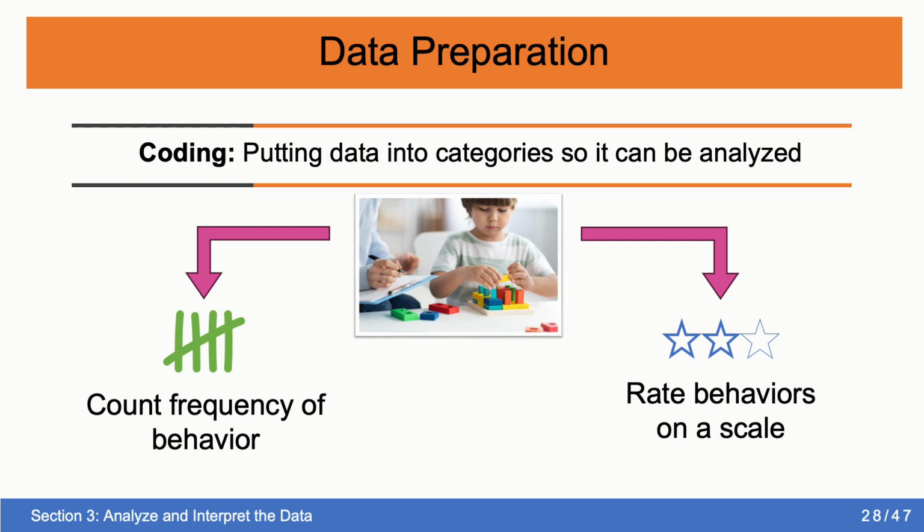Researchers will create manuals with very specific rules about how to count or rate behaviors. By being really specific and training people to use the manual, they can make sure everyone's data is coded in the same way and reduce bias in how the data is categorized. We'll describe a couple brief examples in the next 2 slides.